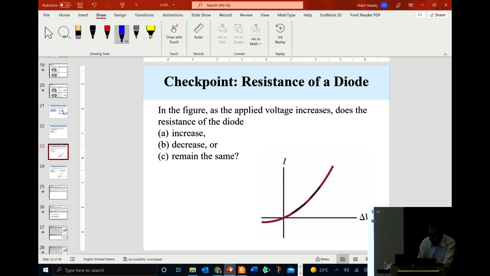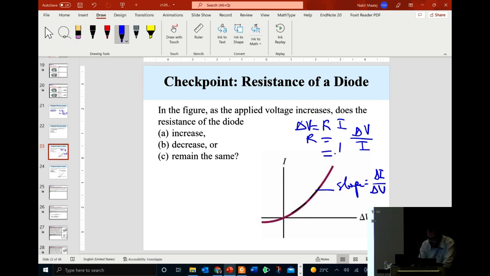So here, what is the equation for resistance? We know Ohm's law says delta V is equal to R i. That means R is delta V over I. So it's the inverse of the slope. This slope here is delta I over delta V, so this is actually 1 over the slope. You can see that for the diode, the slope increases. Since the slope increases, the resistance has to decrease. Because the slope is in the denominator, the resistance has to decrease.